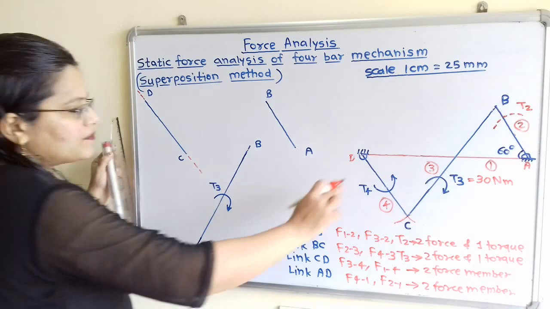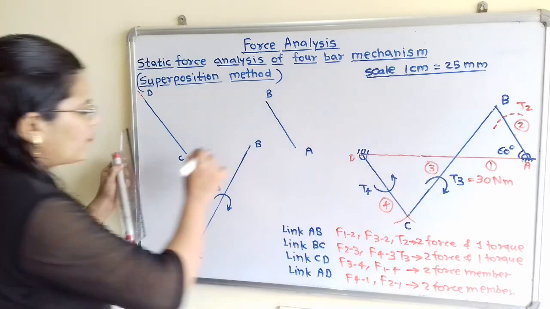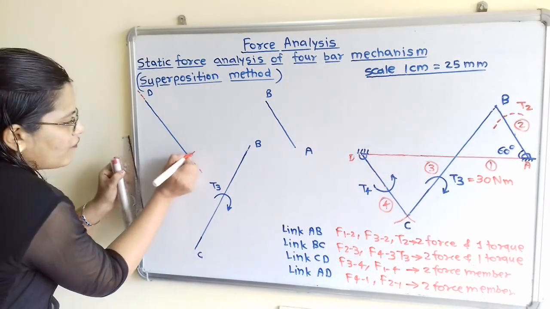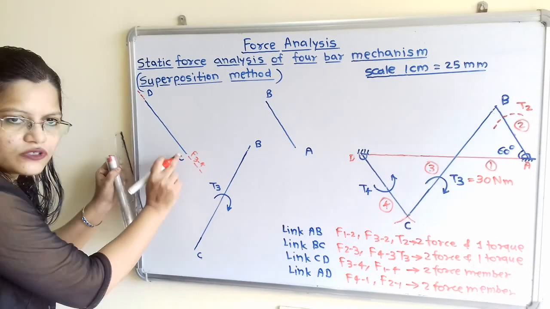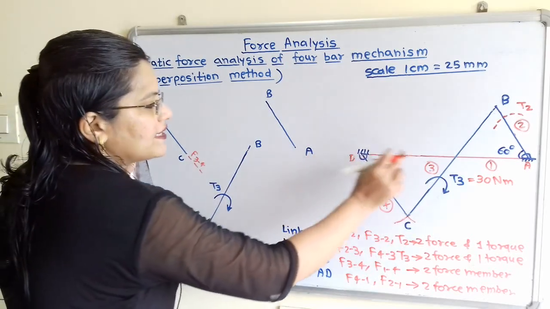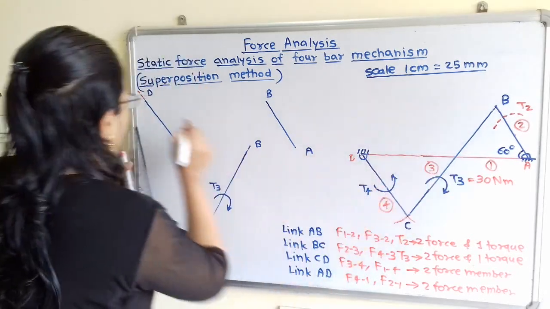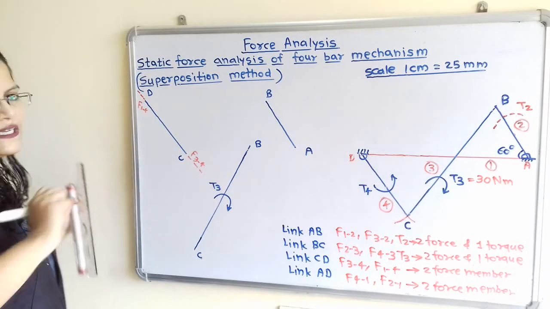Now if we observe this link CD through this point B, F of 3 to 4. So through this point C, F of 3 to 4. So this is the line of action of force F of 3 to 4 through this point C. Now through the point D, there is force F of 1 to 4. So this is the F of 1 to 4 through this point D.